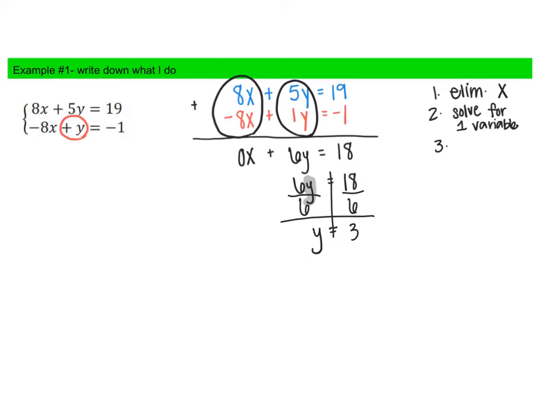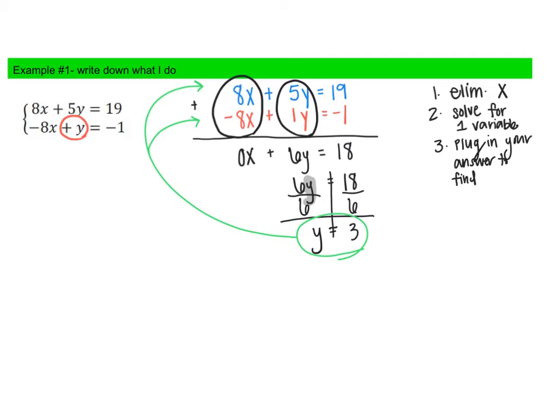What am I going to do with this answer? Because that's not my full answer. I need an answer as an ordered pair. I need an x value as well. Well, now I'm going to take that answer and plug it into one of my equations up here. It doesn't matter which one you choose, but that is my next step. So plug in your answer to find your second variable. And I'll explain that as I do it right now.